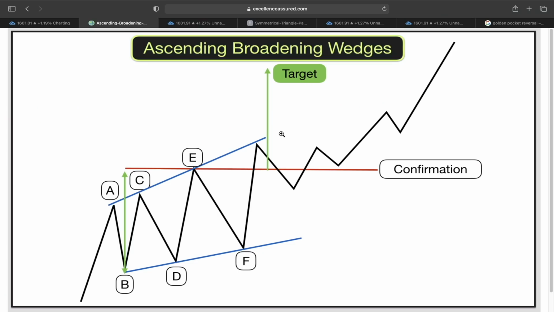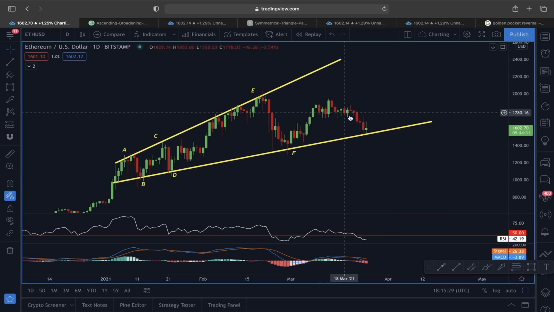Because if we look at this example for this ascending broadening wedge, you can see after reaching this area, the price should actually slowly head towards this upper line of this ascending broadening wedge. But in our case, price here is showing some sort of weakness and getting support at the lower line of this ascending broadening wedge.